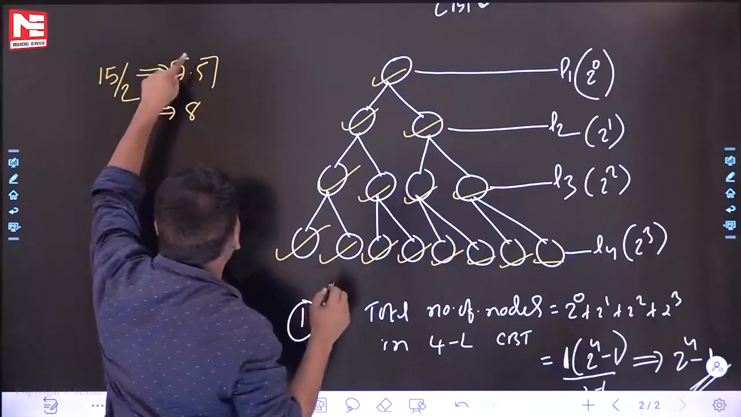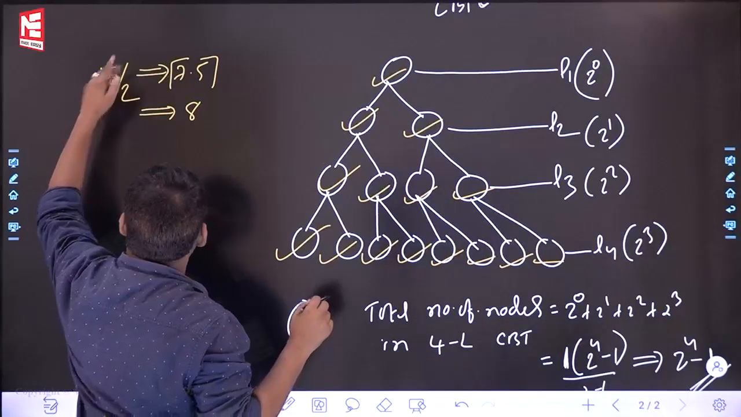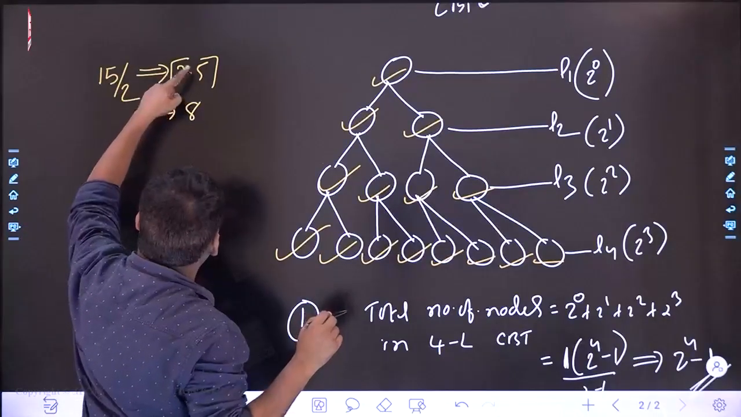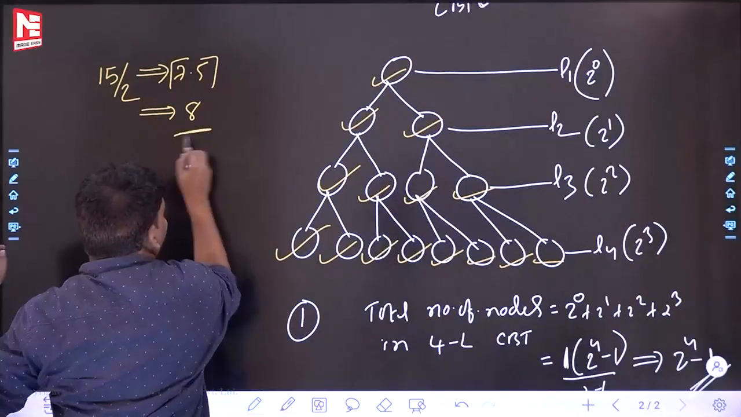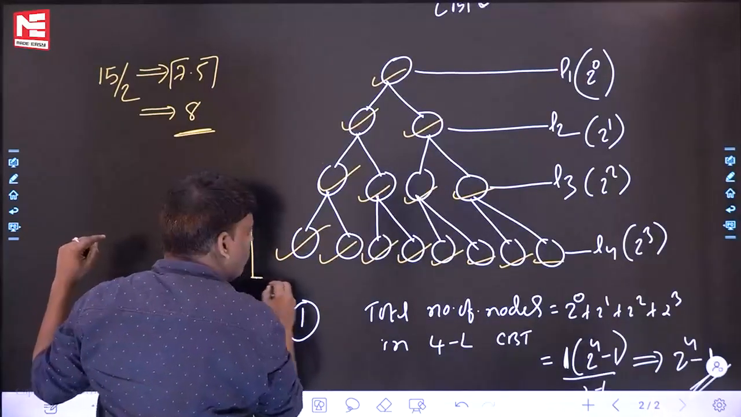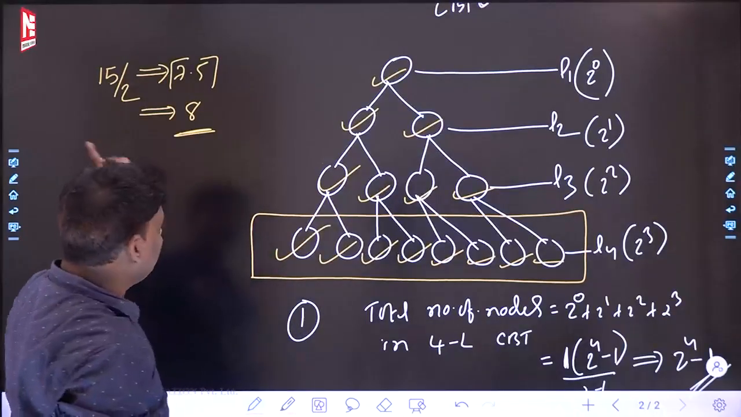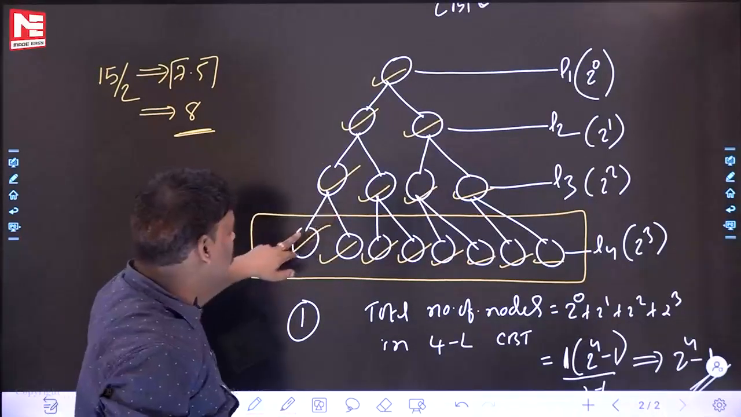If fractions come, for a complete binary tree containing 15 nodes, just do half, 7.5. Take the ceiling value, then it will become 8. That 8 is going to be the number of leaf nodes in the complete binary tree.